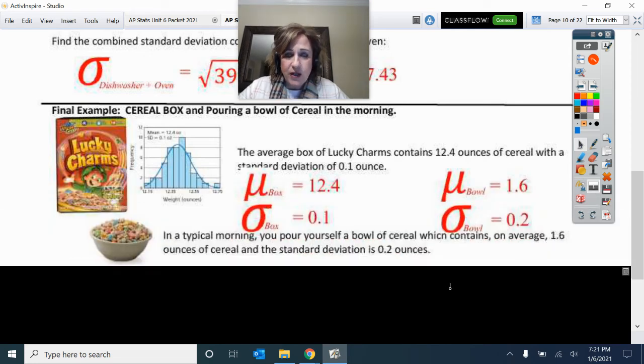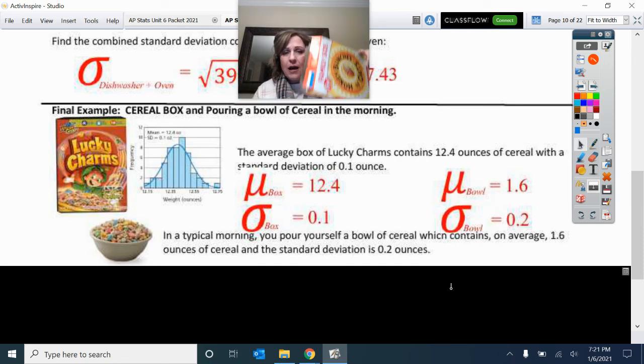We also have this situation. In a typical morning, you get up and you pour yourself a bowl of cereal. Well, it generally holds about 1.6 ounces on average. Okay, but you know what? A person, of course, is not as exact as the machine. So there's a little bit bigger variation there, 0.2 ounces for our bowl. Okay, so here we go.